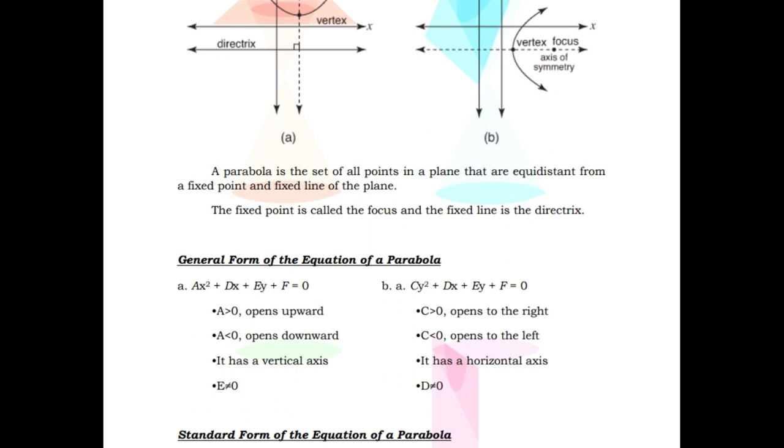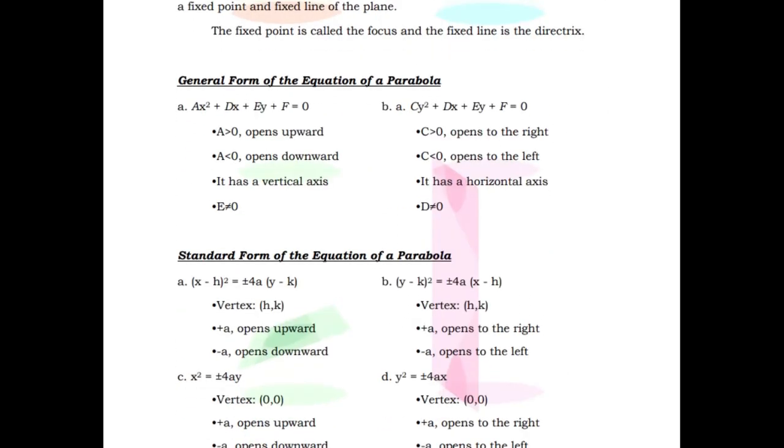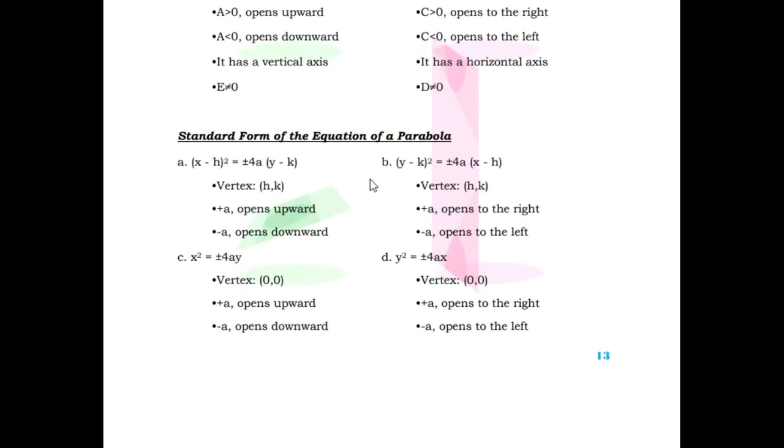Now let's talk about the standard form of equation of a parabola. A parabola has four standard forms of equation. The first one, we have the quantity of x minus h squared plus or minus 4a multiplied by the quantity of y minus k. The vertex of this parabola is at point h, k, and when a is a positive number, this parabola opens upward. While if a is a negative number, the parabola opens downward.